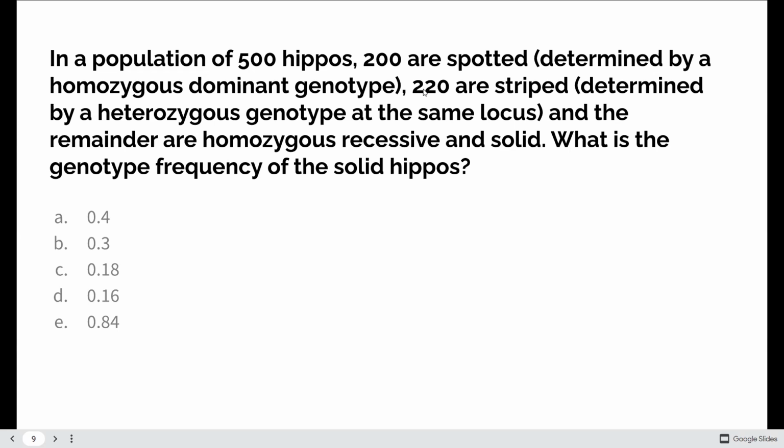So 220 plus 200 is 420, which leaves 80 individuals left. So 80 divided by 500 is 8 divided by 50, which is 4 divided by 25, which if you multiply that by 4 gives you 16%. So it should be D. Well, it does not give us the answer. It's probably D.